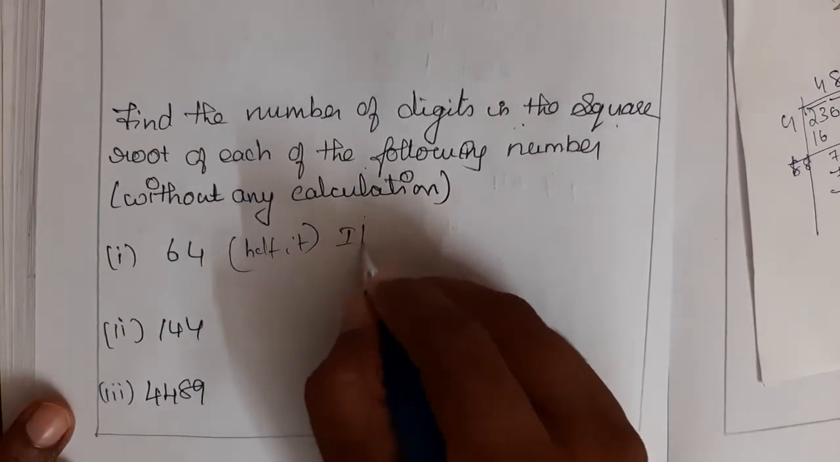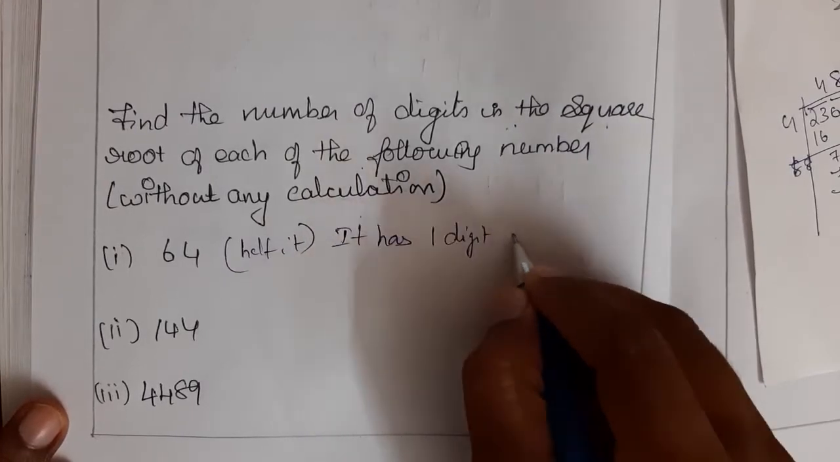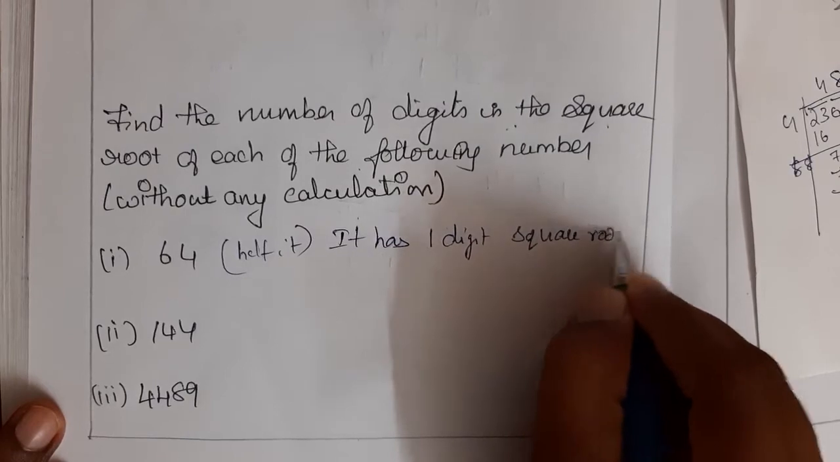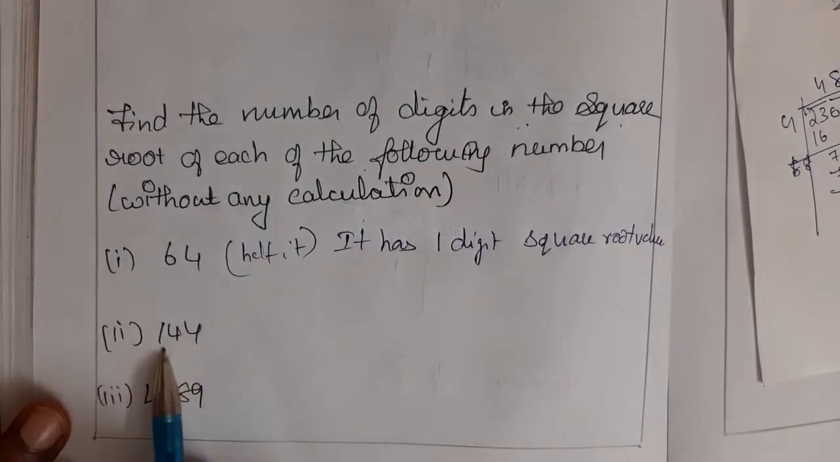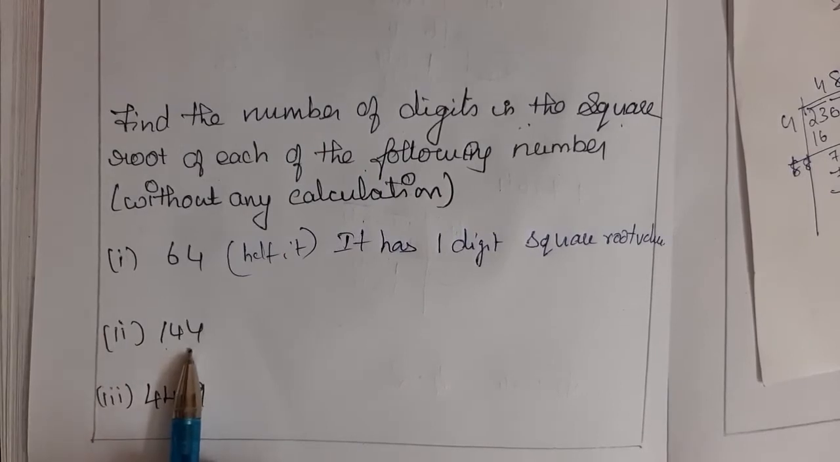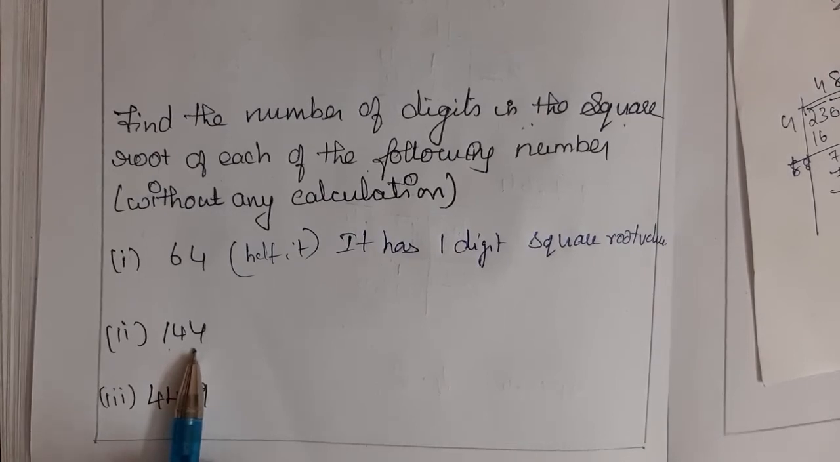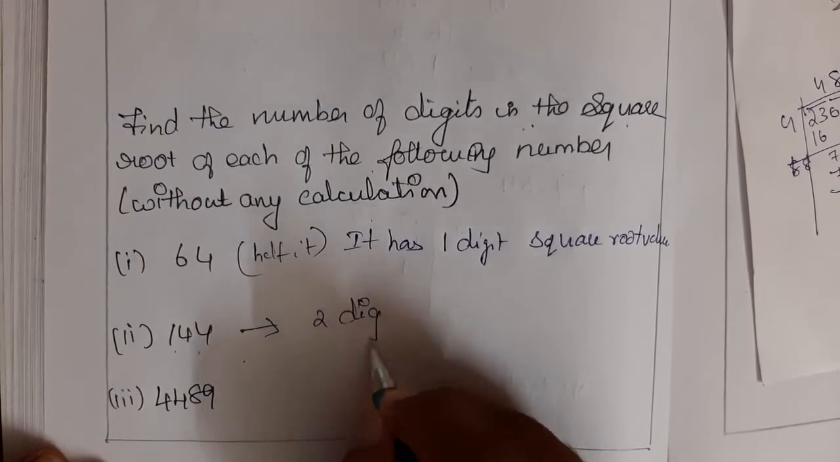So it has 1 digit in the square root value. What about 144? It's a 3-digit number. Half of 3 is 1.5, and 1.5 is not possible, so the next number is 2. So it will have 2 digits.